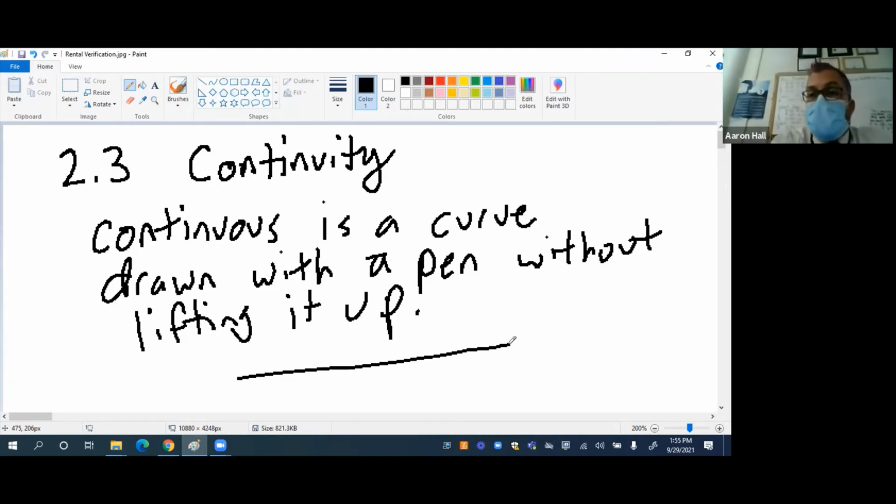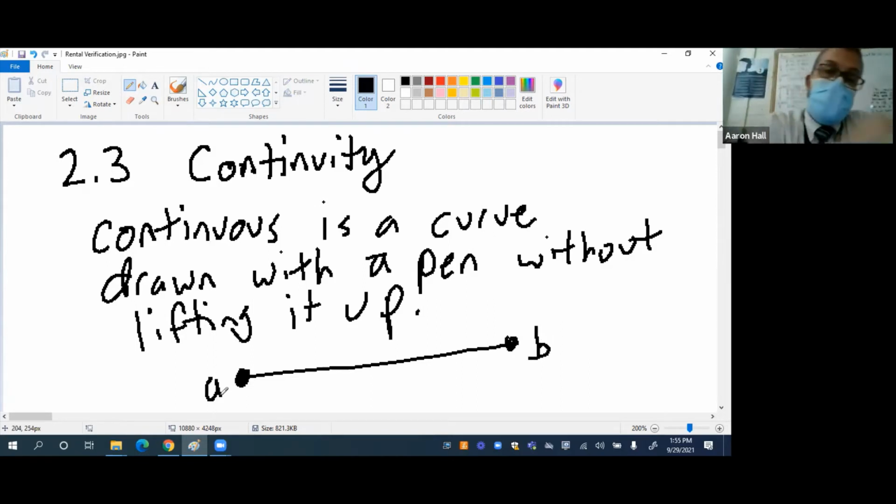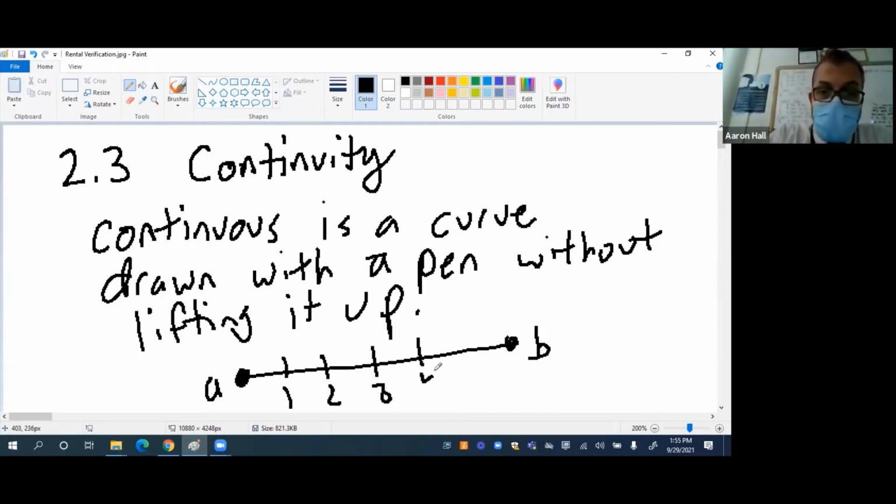So for example, this is continuous. In fact, specifically, it is continuous from this point right here to this point right here. From point A to point B, it is continuous, meaning that all of the infinite fractions in between would be included as well. Not just 1, 2, 3, 4, 5, and 6. We're looking at all of the infinite fractions in between.